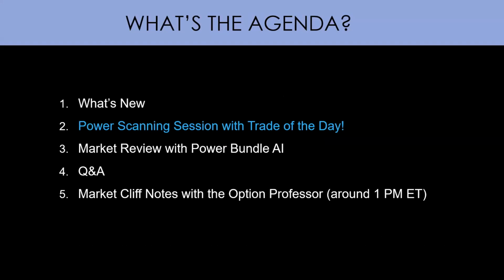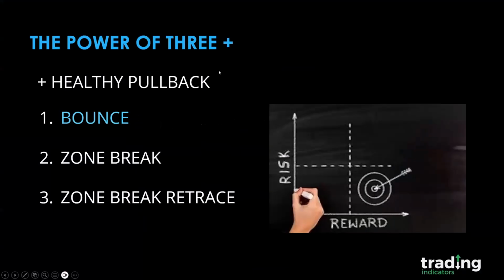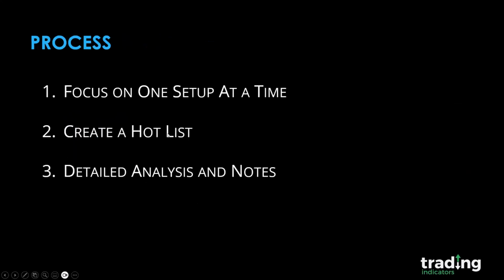Let's get started. What we're going to do in a rapid fashion is our regular scans, where we look for healthy pullback setups, bounce setups, zone break setups, and zone break retrace setups using our Liquidity View scanner. The process is going to be very simple. We're going to focus on one setup at a time, create a hot list or a watch list, and then go through that hot list to find the most interesting one for today.